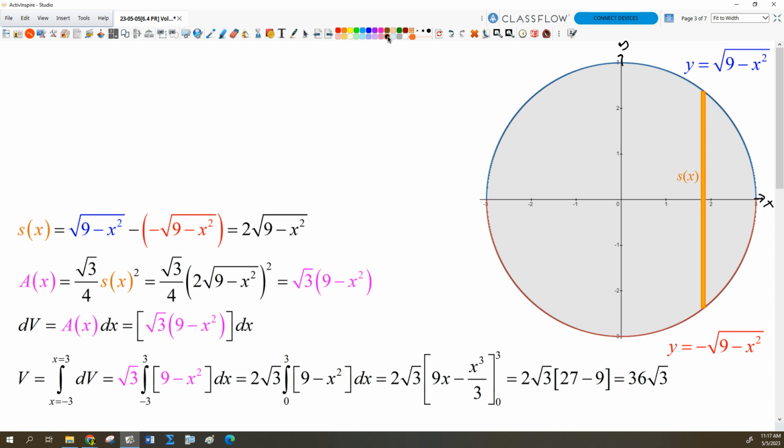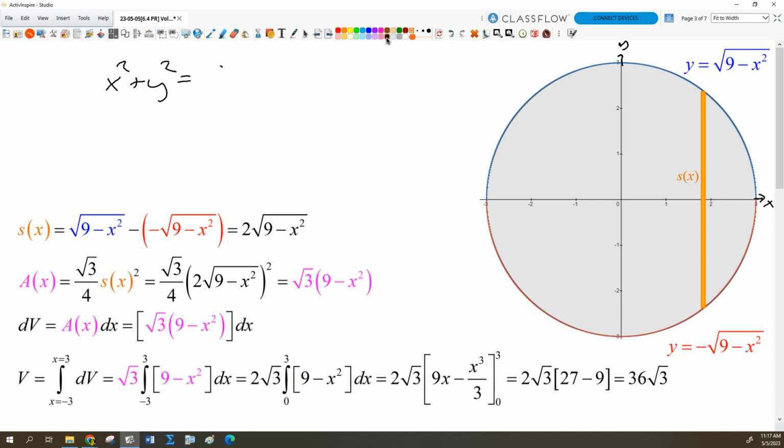So if we call S of x the length of that side, the side that's sitting on the base, that's going to be a function of x. How am I going to calculate that? So the circle has a radius of 3, right? What's the equation of a circle centered on the origin with a radius of 3? Yeah, just x squared plus y squared equals 3 squared, right?